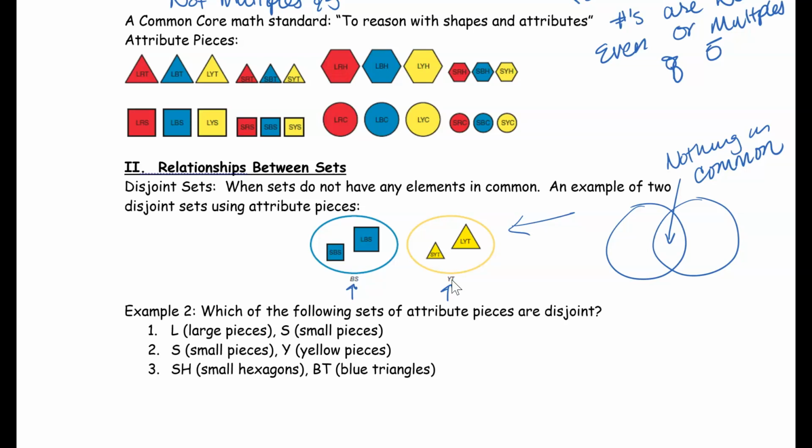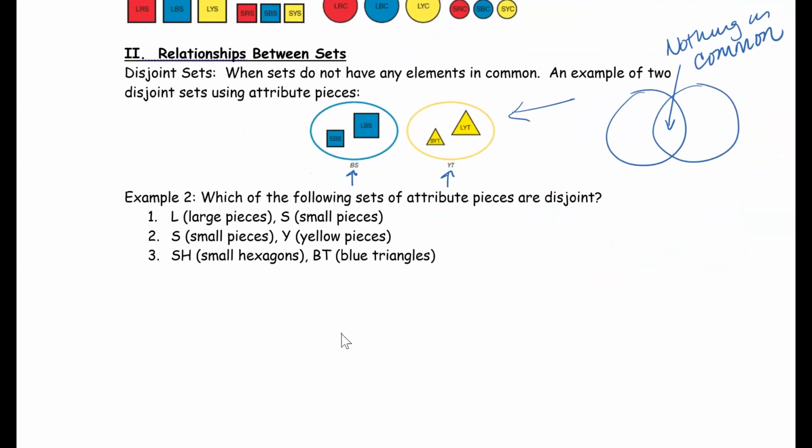So example 2 asks, which of the following sets of attribute pieces are disjoint? Try to ask yourself, which of these, are the two categories completely separate, where they have nothing in common? This would be a great place to pause the video and try this.